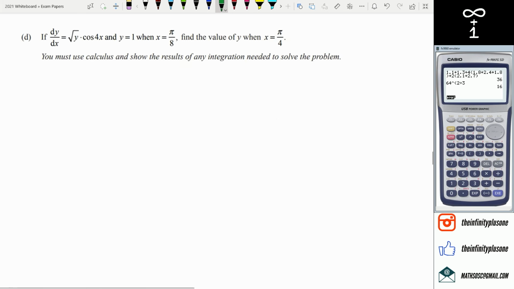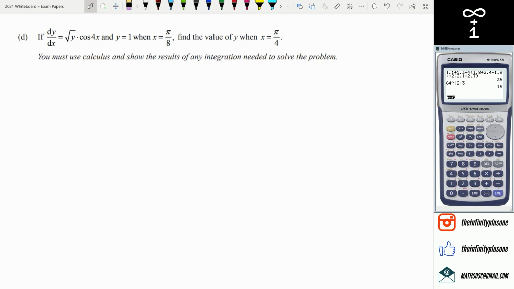Looking at this next question, we've got another differential equation, just like how we did in question 1e. It's weird because it's pretty much the same, a similar type of question, and the only difference is you don't have that ln, but it's actually worth the merit. But let's have a go at this anyway.